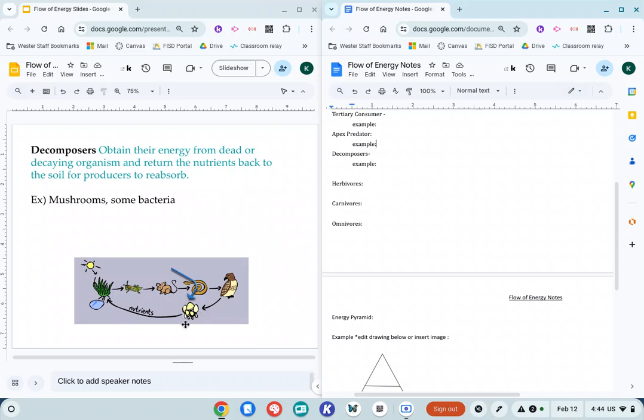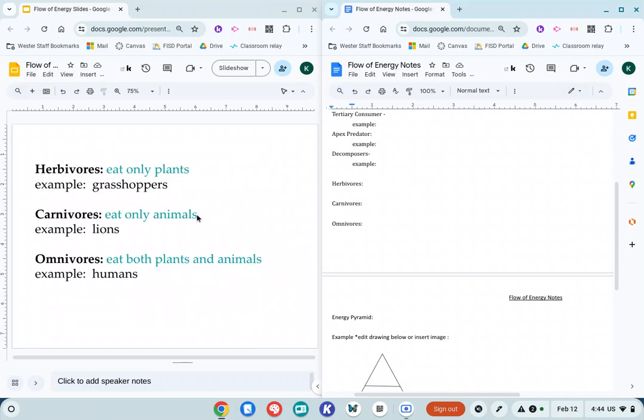So those guys, you'll find them a lot on dead logs in the forest. I'm sure you guys have seen some mushrooms in person. Find them a lot of times after it's raining as well, or after it has rained. Okay, on to herbivores, carnivores, and omnivores.